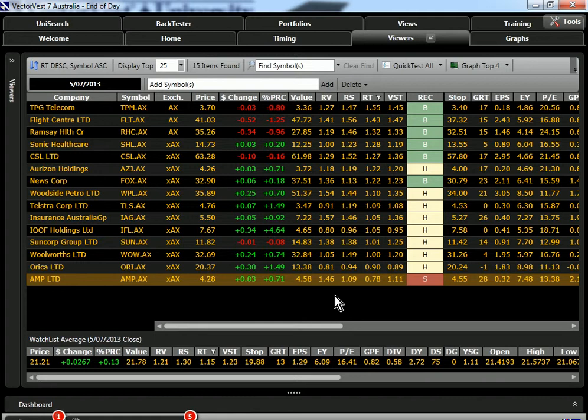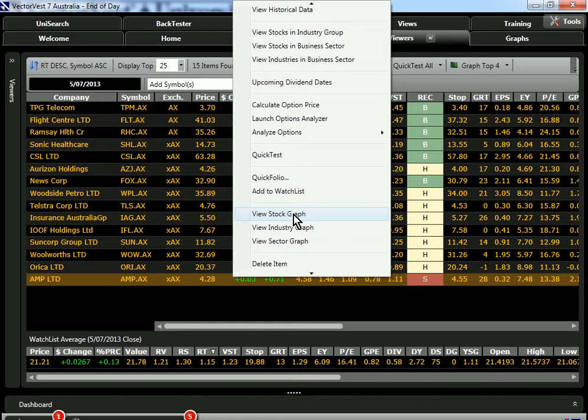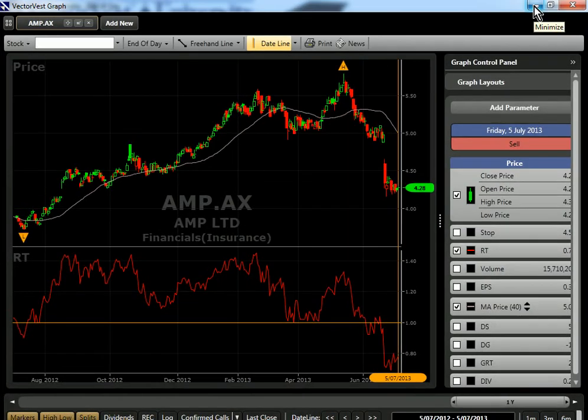What I'm going to do from here is look at a few graphs of these bottom stocks. And I'm going to give you 4 tips to help you determine when you should sell a stock. I'm going to right click on the bottom share here and select View Stock Graph. Okay, so what we're looking at here is the price of the share up at the top in candlesticks. The white line is a 40-day simple moving average, and the relative timing of the share is at the bottom. We're looking at end-of-day data over the last 1 year. So we can see this stock had a great run at the end of last year, beginning of this year.